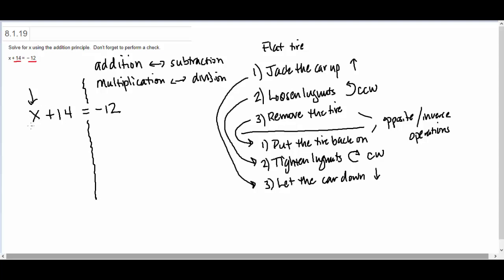All right, on this side, I have x, but I have a 14 added to it. I need to undo that. So I list out what's going on with x. X has added 14. There's a plus 14 over there. That's the only thing being done to x.